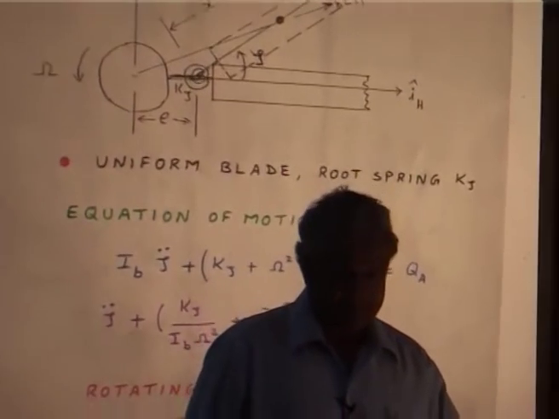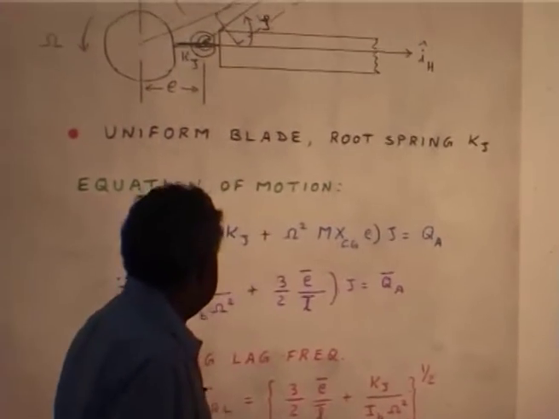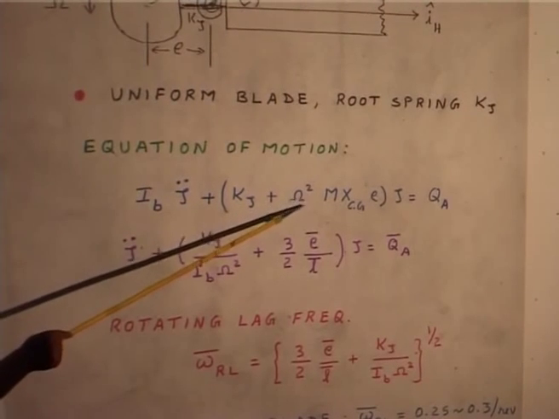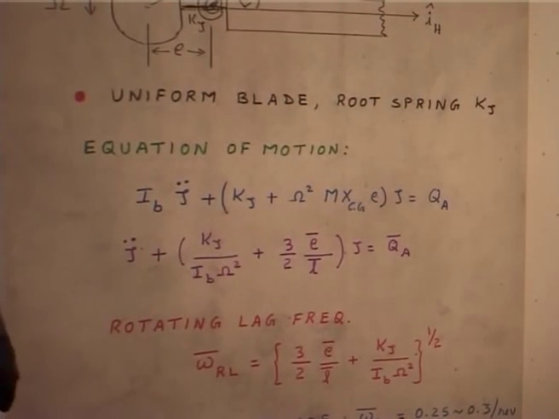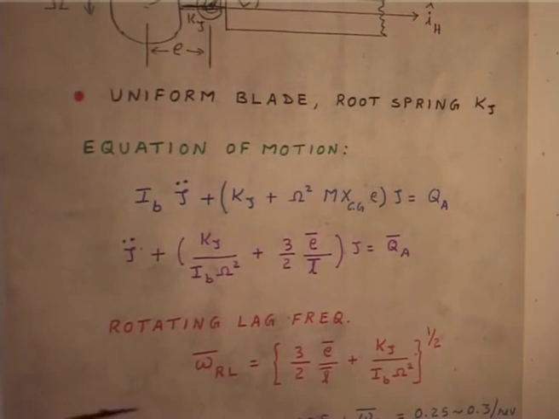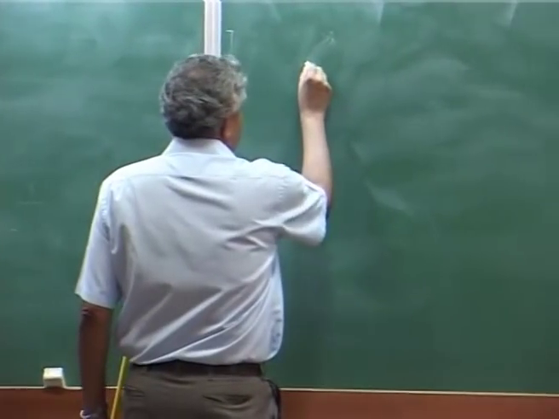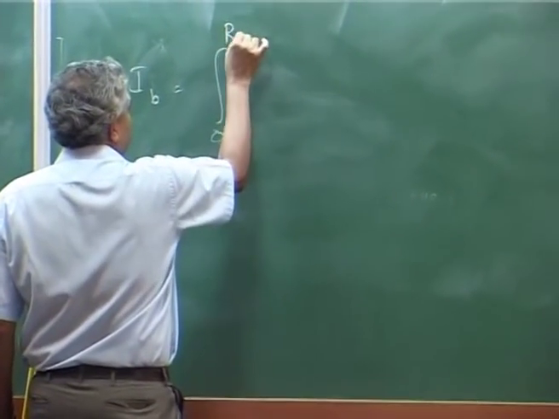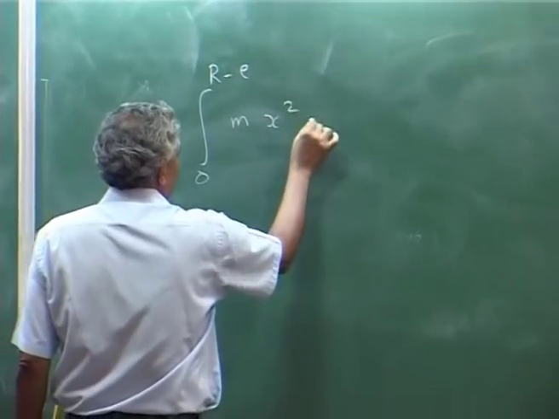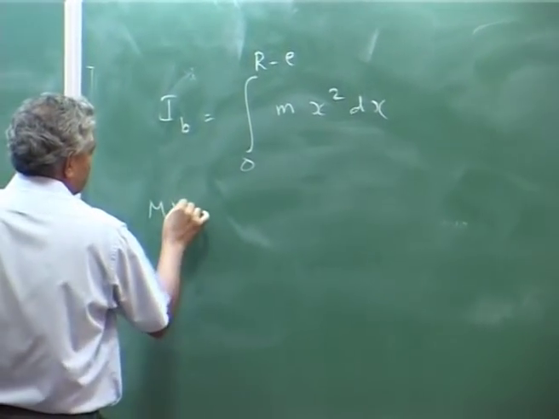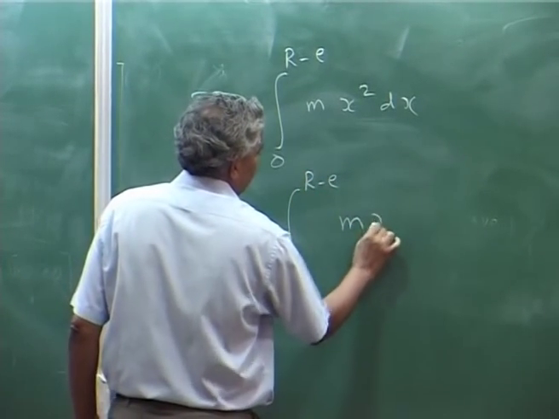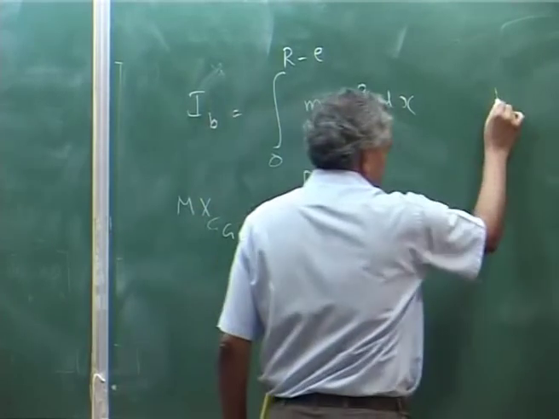If you want the derivation, this is my inertia. Of course, there is another term which is inertia, m x cg, you know the definition, integral of m x dx, where m is mass per unit length. Here I_B, we know that it is the integral from 0 to R minus e of m x squared dx, and m x, where m is mass per unit length.